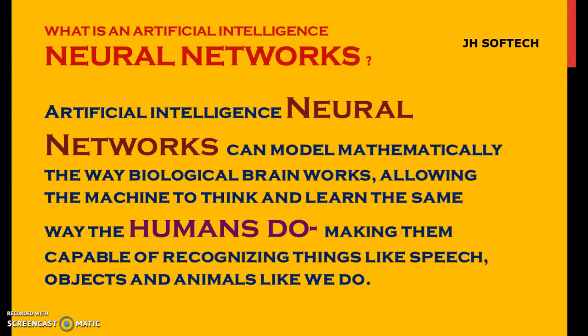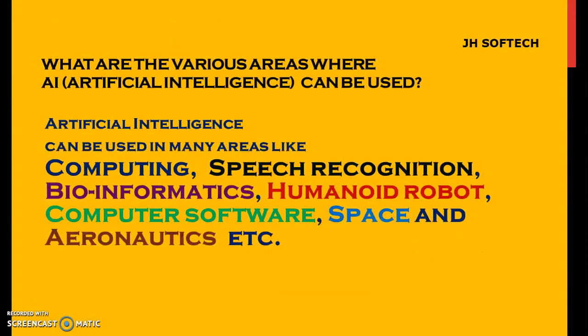What is an artificial intelligence neural network? Artificial intelligence neural networks can model mathematically the way the biological brain works, allowing the machine to think and learn the same way humans do, making them capable of recognizing things like speech, objects, and animals like we do.